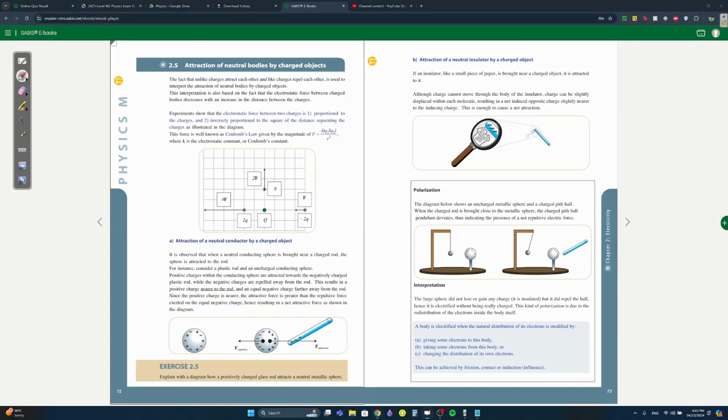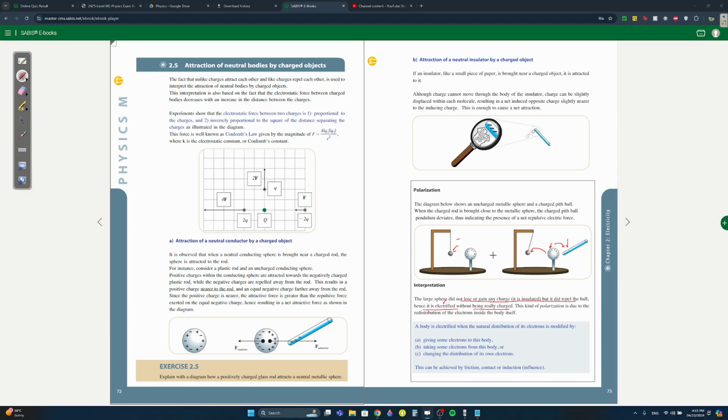Over here, they're saying assume this ball is negative. Nothing is going to happen here if this is neutral, right? Because it's not charged. But if you bring a negative rod, the positive charges will move to the right, and negative charges will go to the left. And since now you have negative charges on the left, they're going to repel the negative charges that are here. Just so you can understand, the large sphere did not lose or gain any charge, but it repelled the ball. So it's electrified without really being charged.